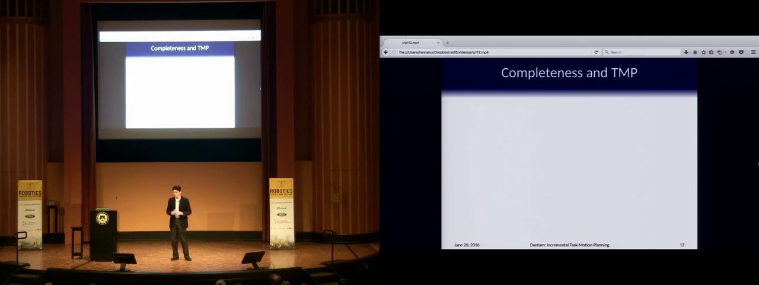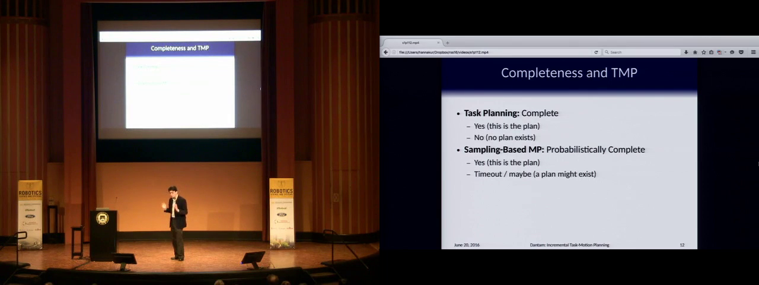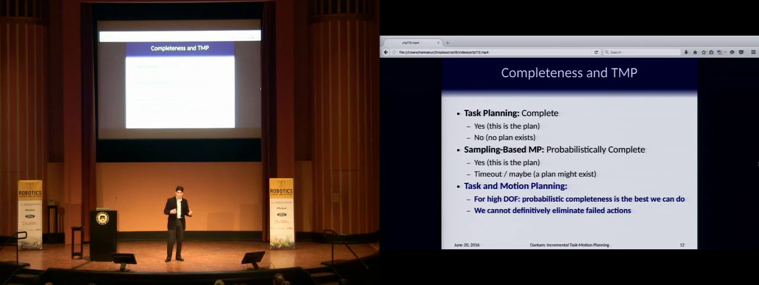Completeness is a tricky issue in TMP. Task planning alone is complete, so we know if there is a plan or if there's not a plan. On the other hand, sampling-based motion planning is only probabilistically complete. So if we get a plan, great. But if we don't, this doesn't mean that no plan exists. When we're doing task and motion planning in high dimensions, probabilistic completeness is really the best we can do, and we cannot definitively rule out failed actions because we haven't proven that they're infeasible.